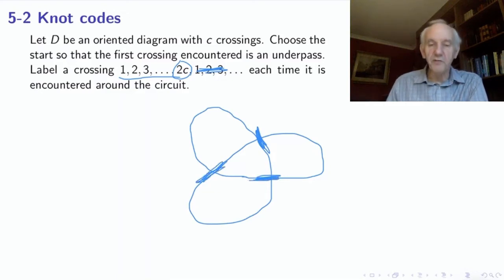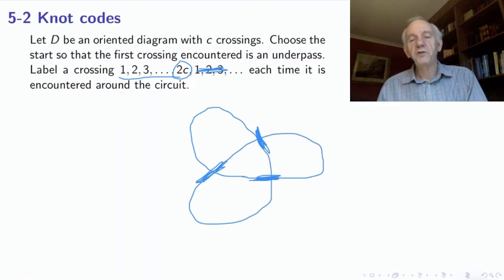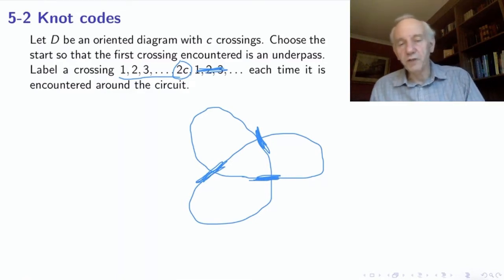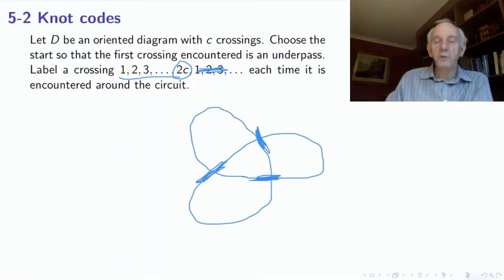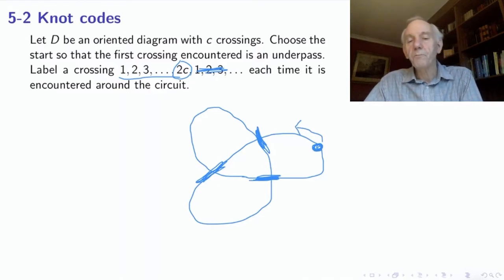You know you've got a trefoil if you have just three crossings and they're alternating, then it must be either a left or right-hand trefoil. So we choose somewhere to start away from a crossing, and we choose a direction in which our first encounter with the crossing will be an underpass.